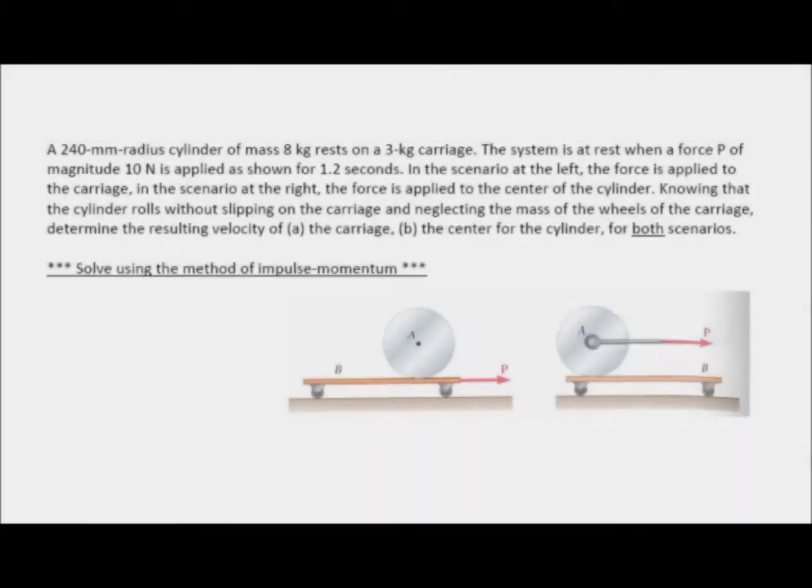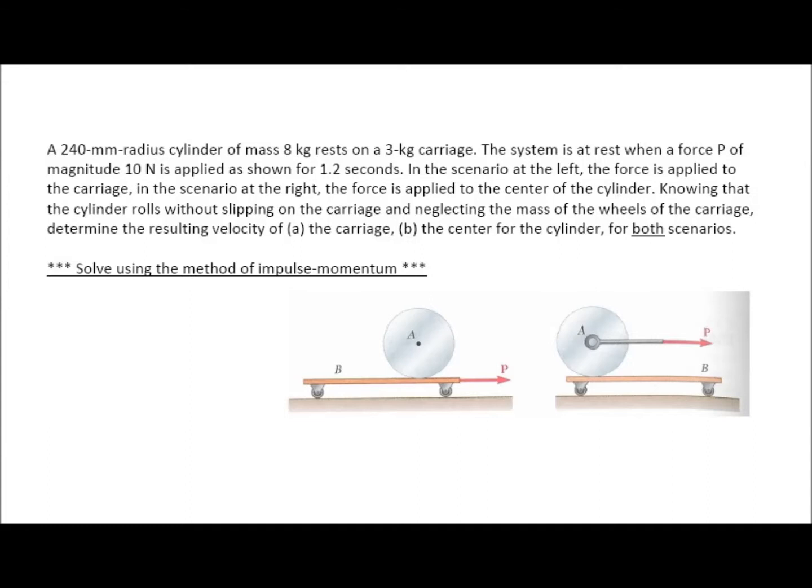The initial assumptions for both scenarios are that the initial velocities and angular velocities are 0 because the system starts from rest. Cart B is in rectilinear translation, meaning that the velocity in the y direction is 0 and the angular velocity of the cart is 0. For cylinder A, we use the relative velocity equation, so that VAX equals VBX plus omega cross RAB, and the velocity of the cylinder in the y direction is 0.